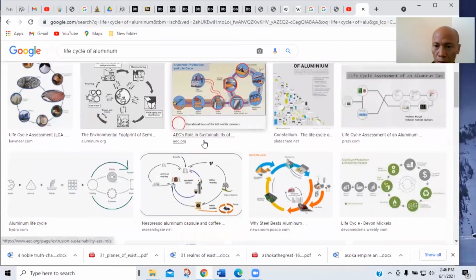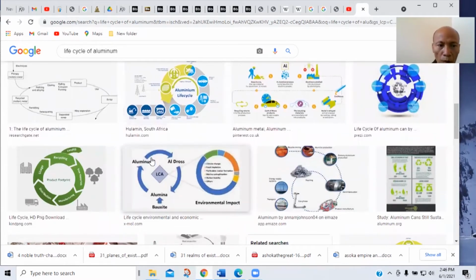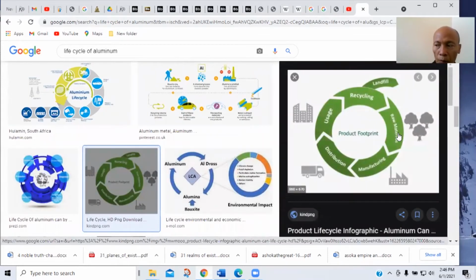Let's see here which one is easy to understand. Okay. Raw materials, like aluminum, paper, plastic, metals, anything. We have raw materials from the trees, from minerals, whichever. They go to the manufacturing process, and after that to distribution, and the next is usage and recycling. Otherwise they just go to the landfills.